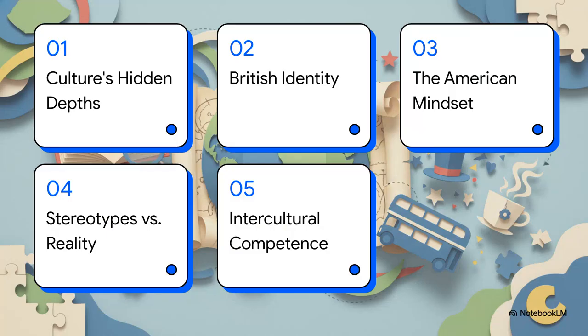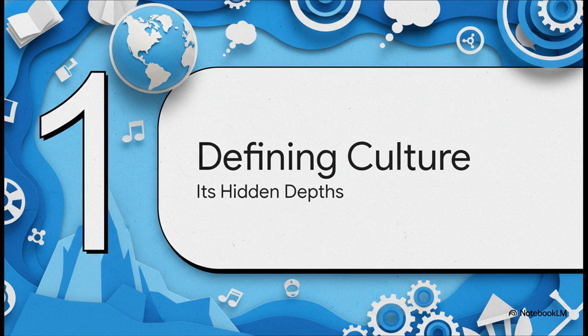So, here is our game plan. We'll start off by defining culture's hidden depths. Then we'll break down British identity, four nations, and contrast that with the American continental mindset. After that, we're going to weigh stereotypes versus cultural reality before finally wrapping up with some really actionable strategies for fostering intercultural competence. Let's start with Section 1, Defining Culture's Hidden Depths.